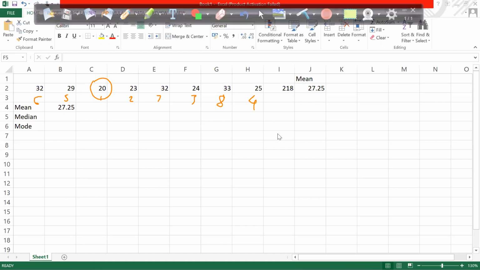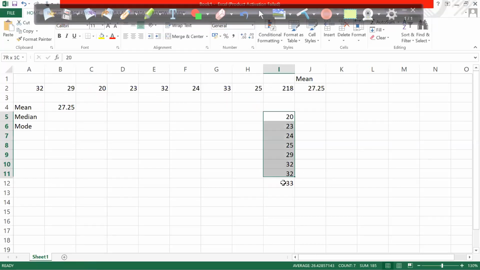Now, from this, if I start making the data into ascending sorting, it will be 20, then 23, then 24, then 25, then we have 29, then we have 32, then 32, then 33. And this is what my data looks like sorted.